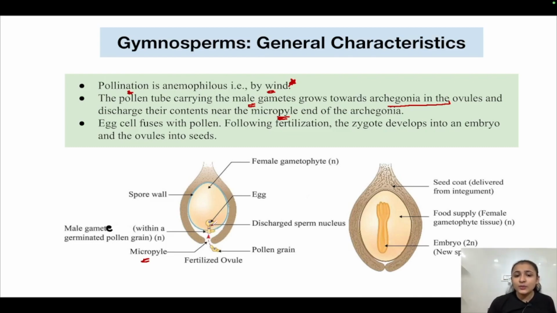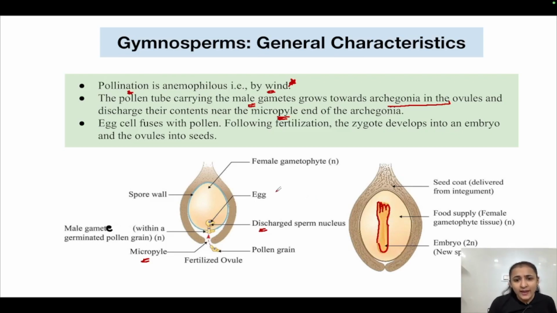The second male nucleus will fuse with, see, this is the discharged sperm nucleus, this will fuse with the egg nucleus in order to form a zygote. The zygote will form the embryo. See, this structure here is the embryo, which is formed after the zygote has divided by mitosis.